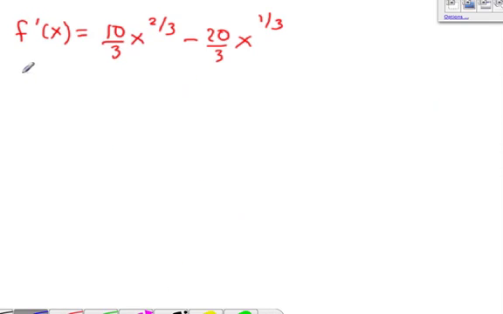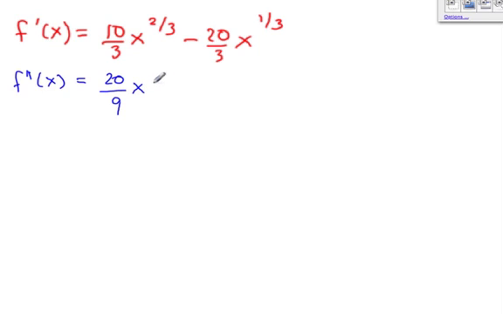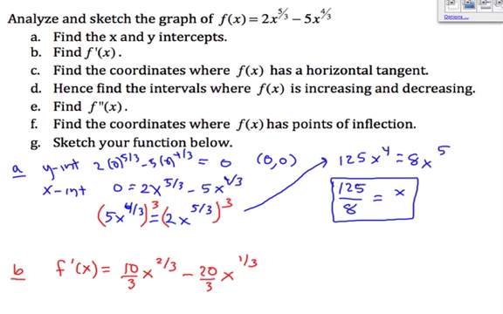Okay, go to blue. F double prime, Demis. You take the derivative of that, which will end up being 20 over 9 x to the negative 1/3 minus 20 over 9 x to the negative 2/3. Good. So there's our F double prime. I believe that's part E.